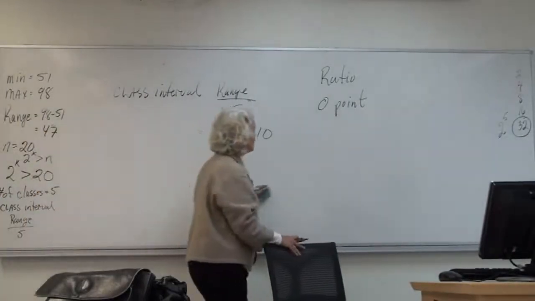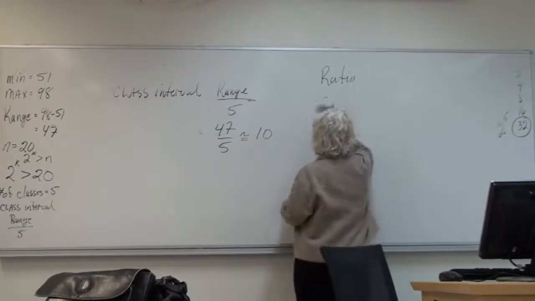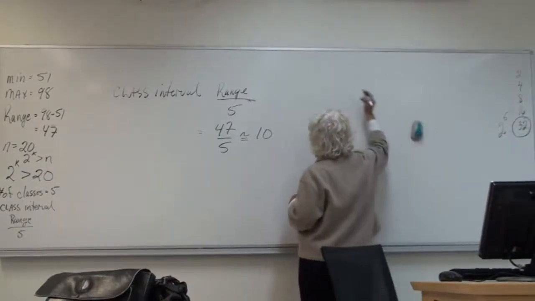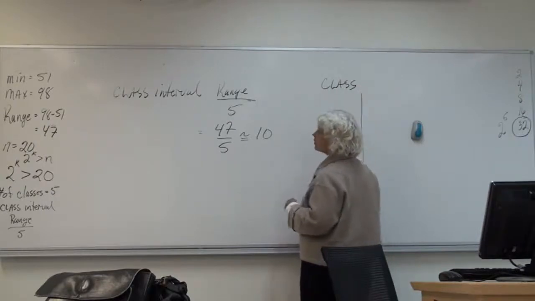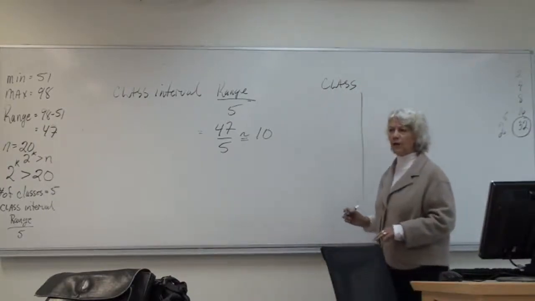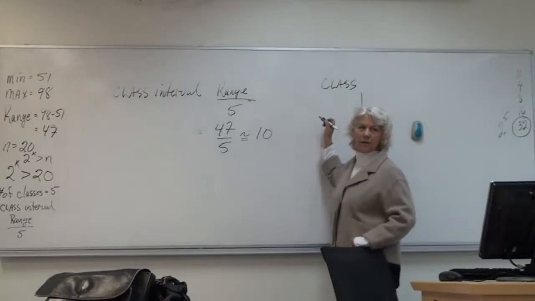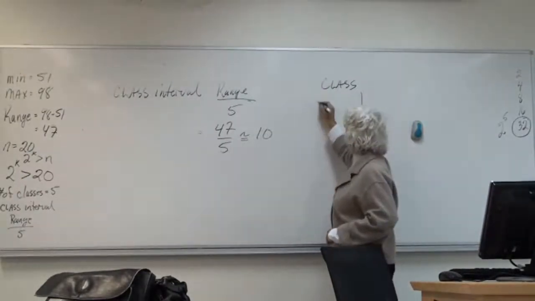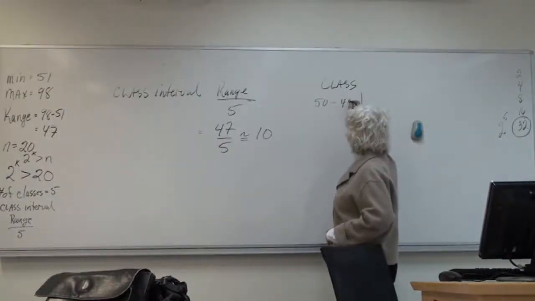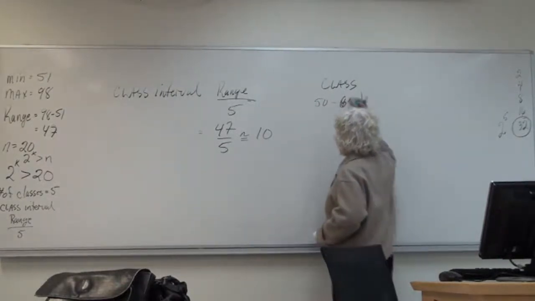So let's see what that looks like. So our smallest value is 51. So what do you think I'm going to start with here? Remember, I want to be able to count easy. Count easy forward.